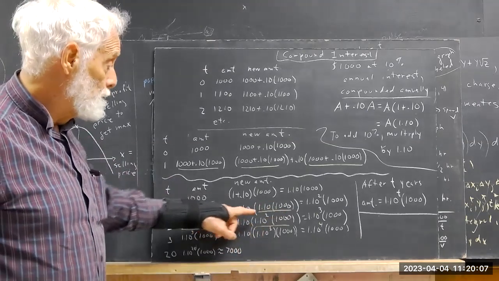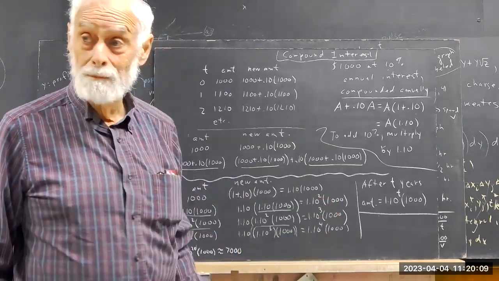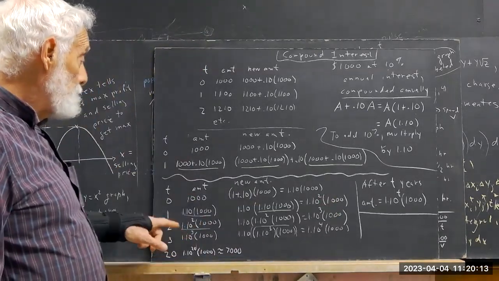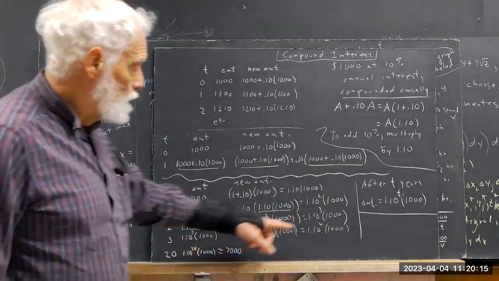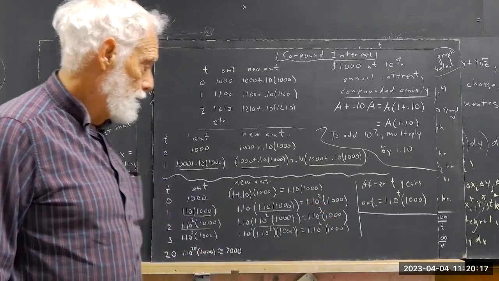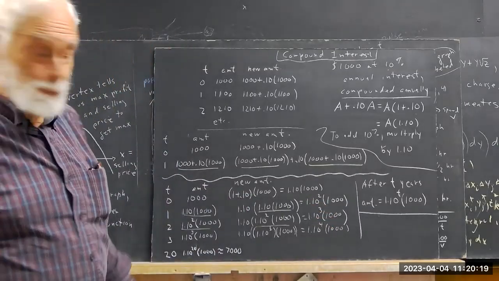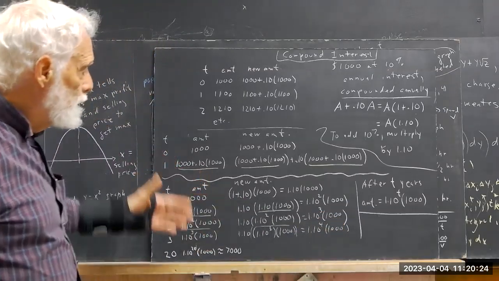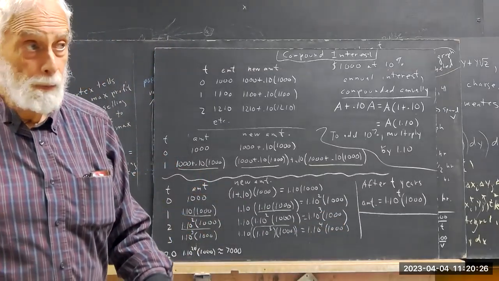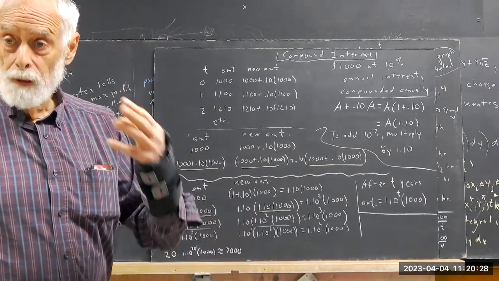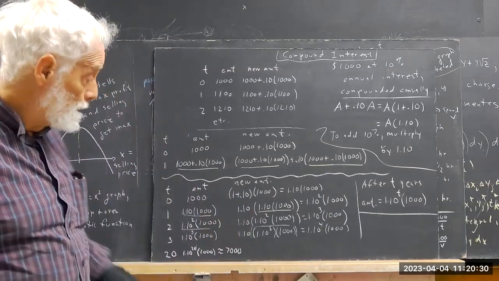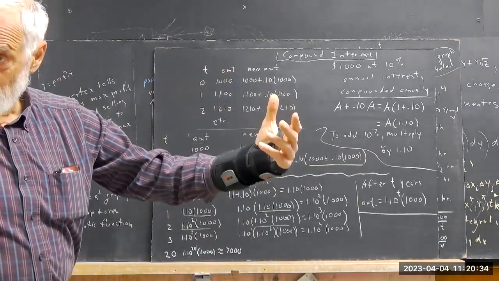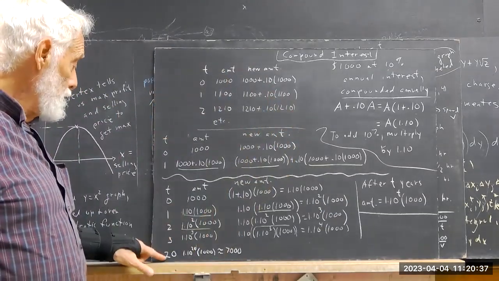Isn't that the same as 1.10 squared times 1,000? Yeah. Okay. And then we multiply that by 1.10, and we get 1.10 cubed times 1,000. When we multiply that by 1.10, we get 1.10 to the fourth. Every year we multiply by 1.10. So after 4 years, we will have multiplied by 1.10 four times, meaning that we would have 1.10 to the fourth times 1,000.